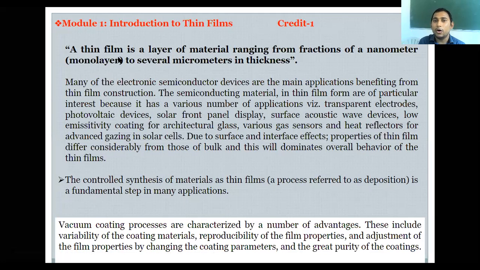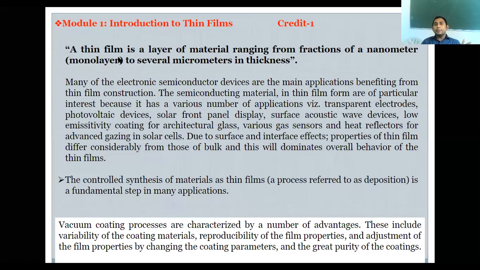A thin film is a layer of material ranging from a fraction of a nanometer to several micrometers in thickness. Getting my point? For a fraction of a nanometer, in brackets there is written one word, monolayer. Mono means single layer. Mono means only one layer is deposited, and the thickness is around a fraction of a nanometer to several micrometers. That is nothing but a thin film. Getting my point? So that is the definition of thin film.